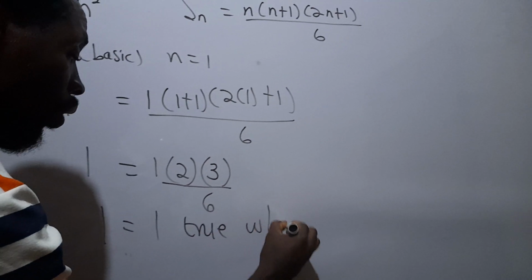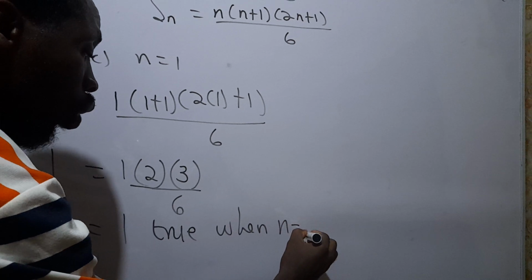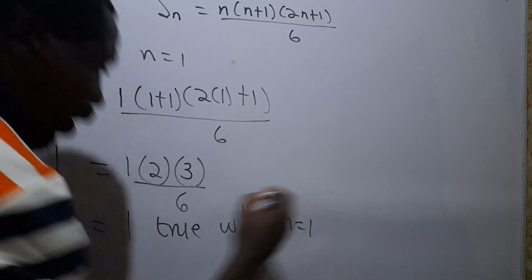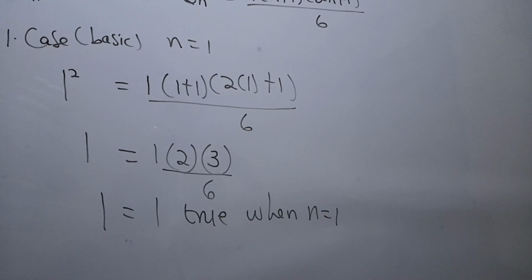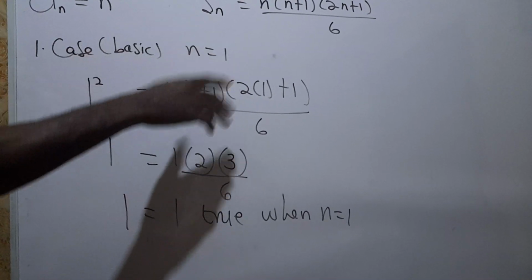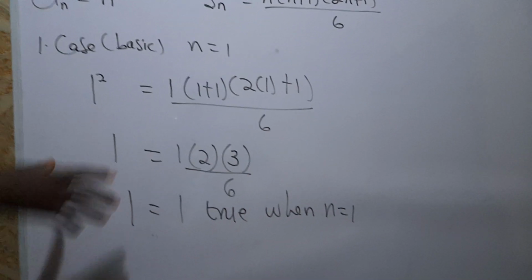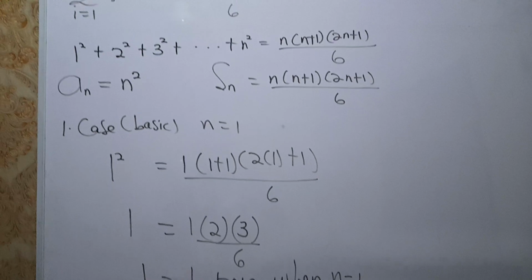when n is equal to what? Is equal to 1. Then we proceed to case 2. Then it will be true when n is equal to any natural number, say k. So we let n be equal to k.